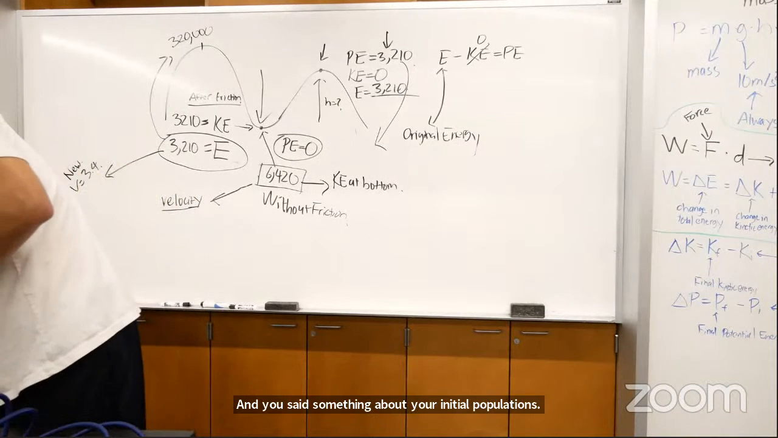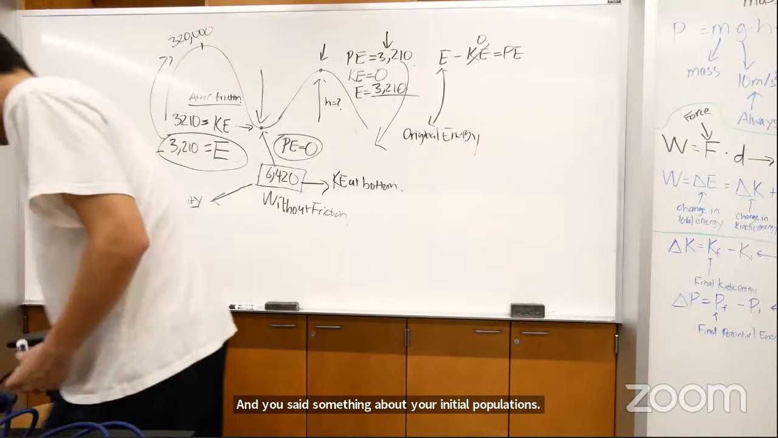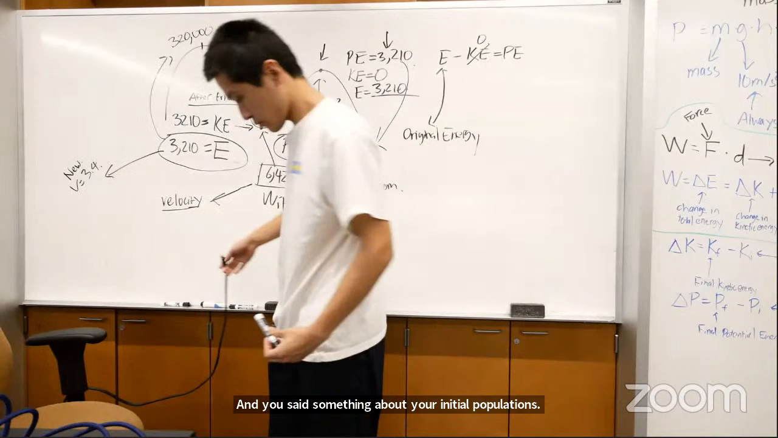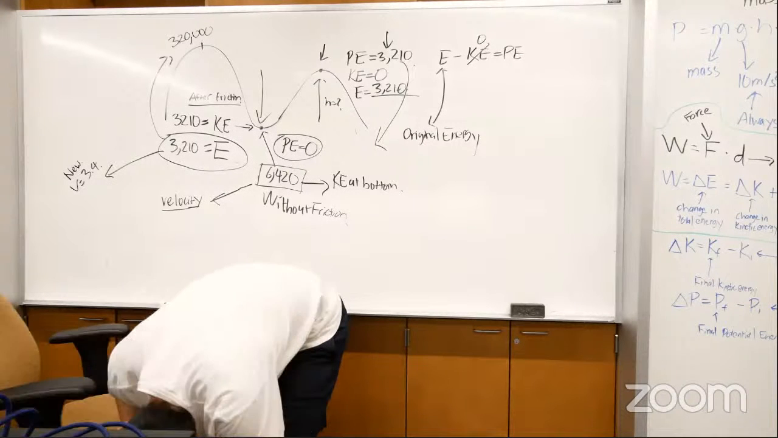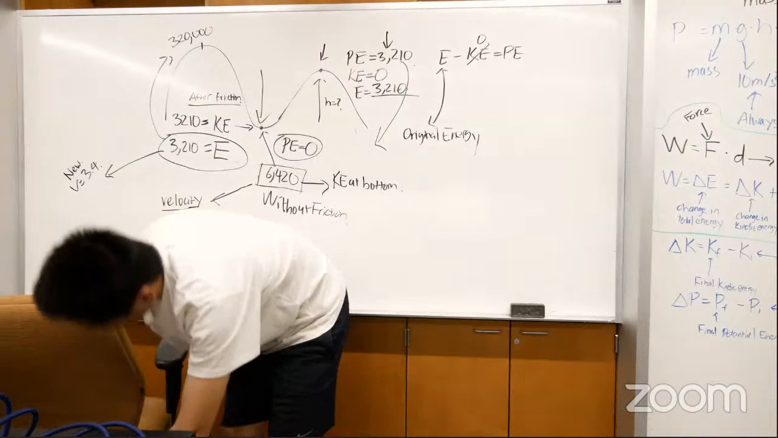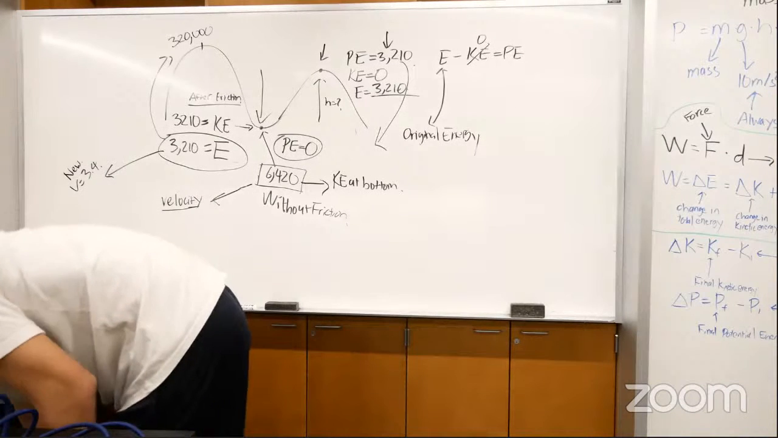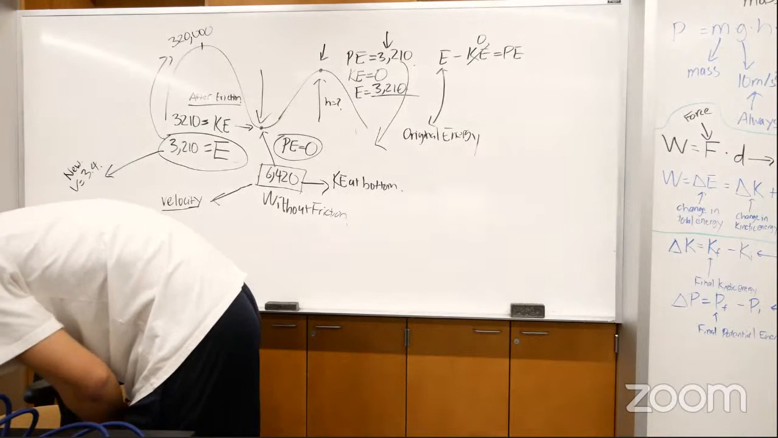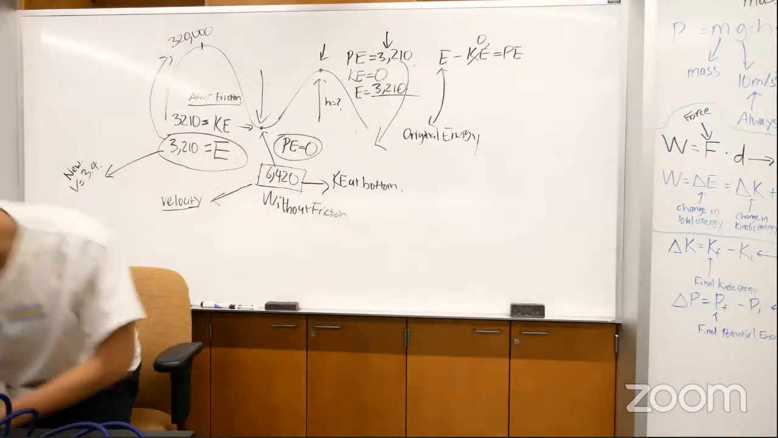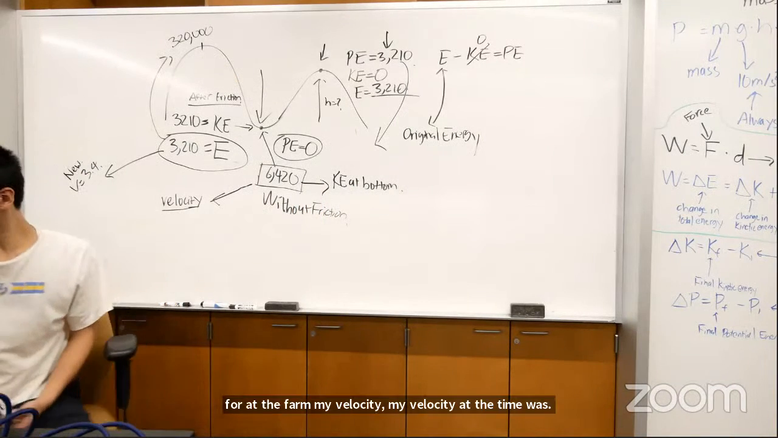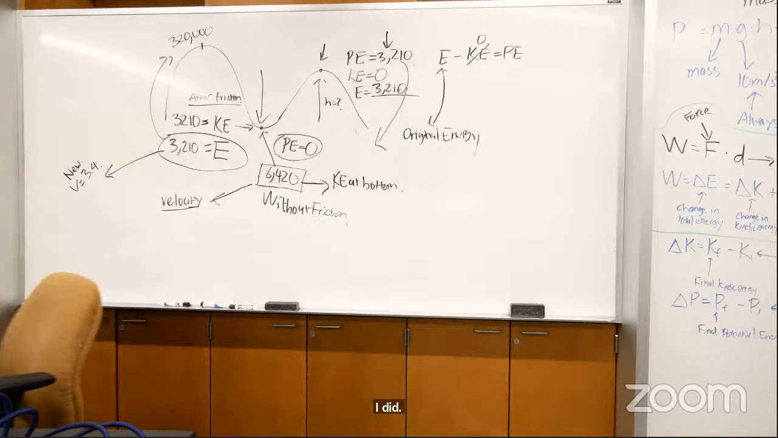And you said something about your initial calculations. So, if my max is 534, I had to find my velocity. And my velocity at the time was before I did, and I just lost everything.